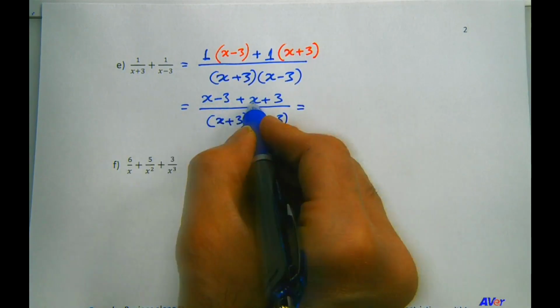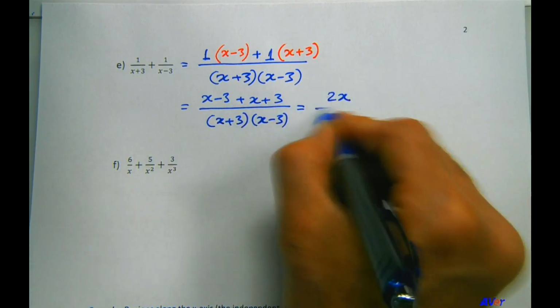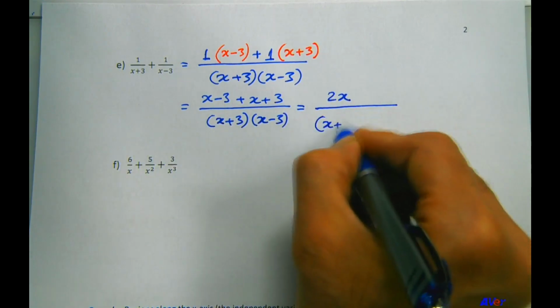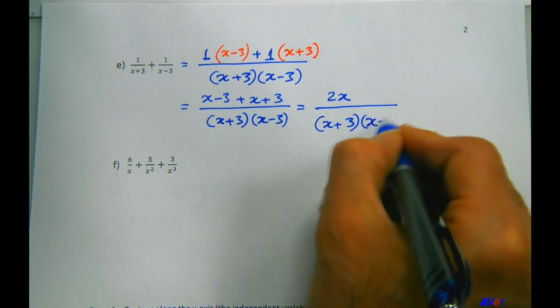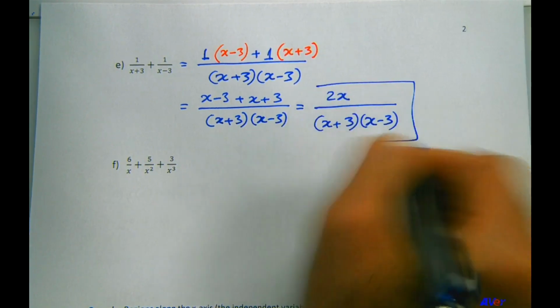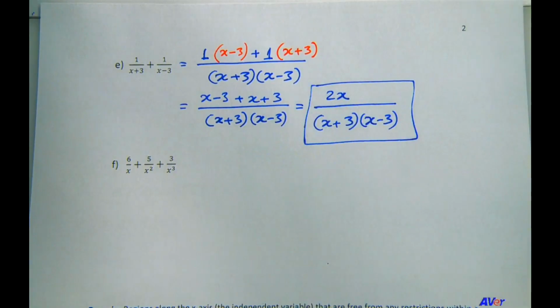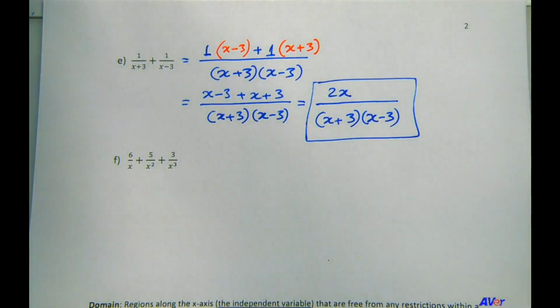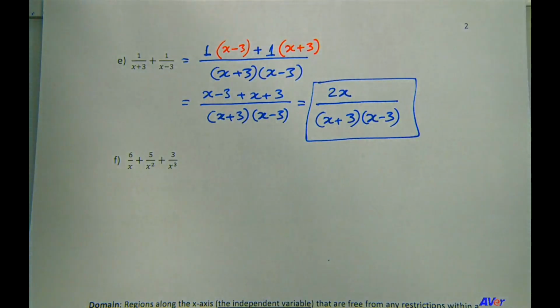X plus x, 2x. Minus 3 plus 3, 0. So we have 2x over x plus 3 times x minus 3. Okay. I hope this matches what you have in your own solution.